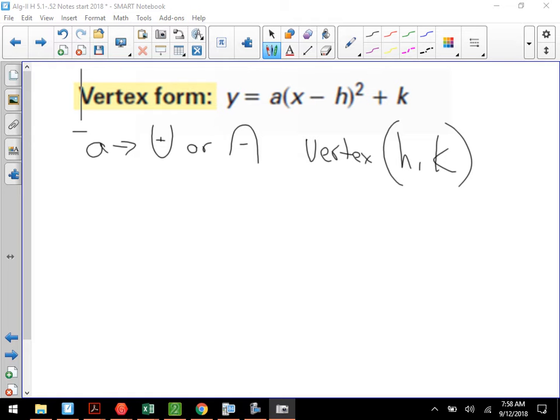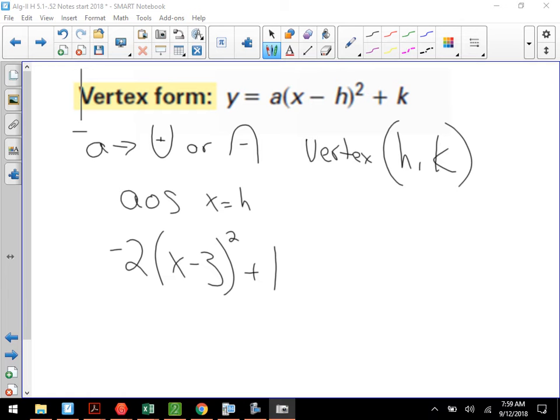What's your x coordinate? Right. Your axis of symmetry here is at h. The axis of symmetry will always be at x equals h. Let me show you an example of how we would do this. Let's say we have -2 times (x minus 3) quantity squared plus 1. Then we'll just walk through this one together.